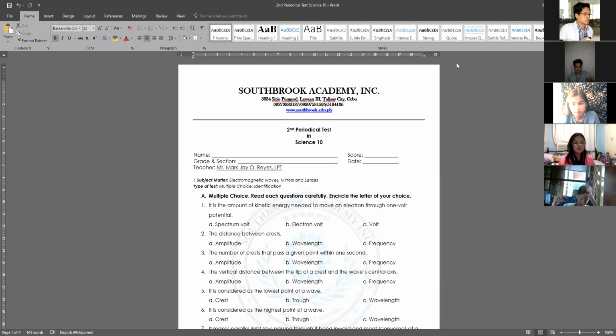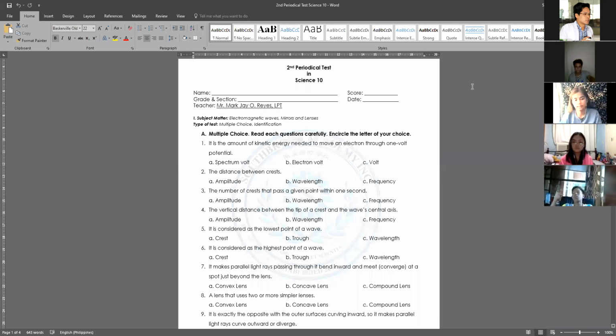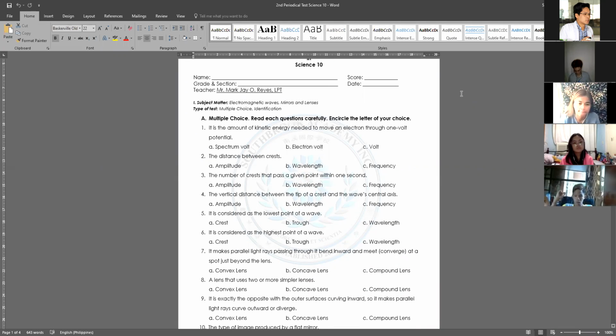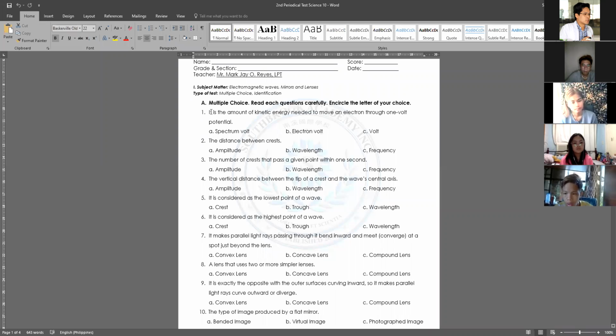Yes. Okay. So let's start with your test 1A. It's a multiple choice question. So I'll be calling you by your name or by your family name, and you read the question and give the answer. Okay? Let's start. Number one: it is the amount of kinetic energy needed to move an electron through one volt. What is it? Electron volt. Correct. Electron volt.